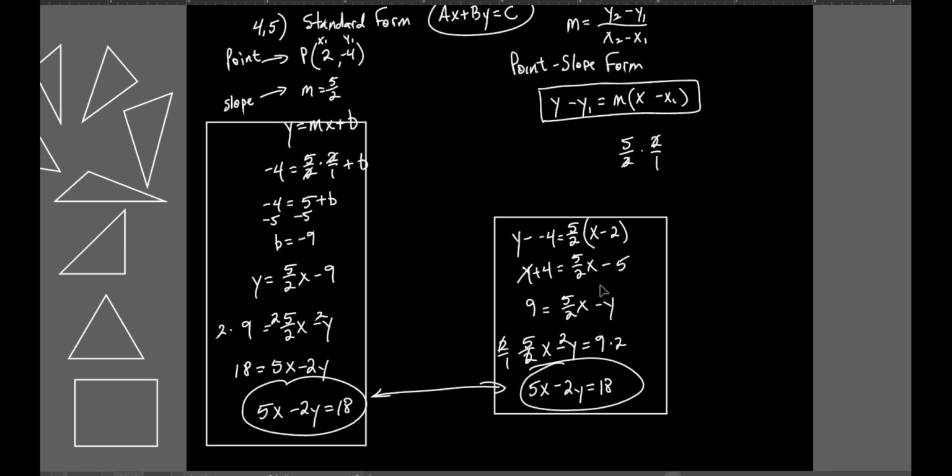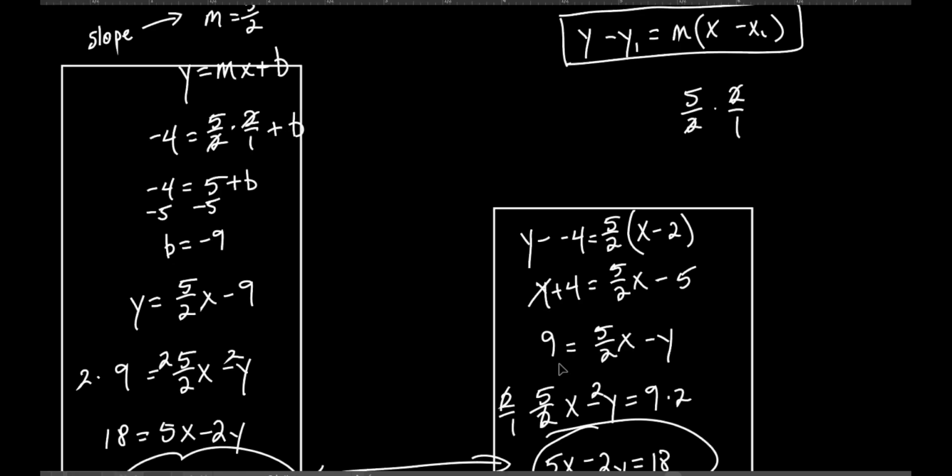You can do it whatever way, I don't care. But in this problem, in numbers 4 and 5, you have to end up with your answer in standard form, okay? You got that down? Okay, so there's 2 of them, 2 of them very similar to that.